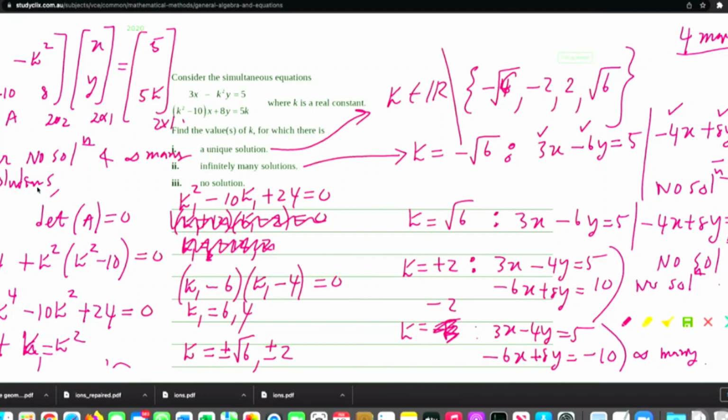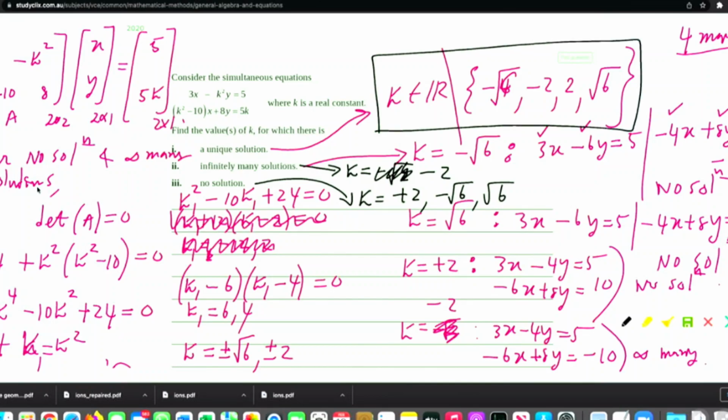So you get infinitely many solutions when k is equal to negative 2, positive 2, negative square root of 6, positive square root of 6. That's the answer. So this is the answer to this one. All good?